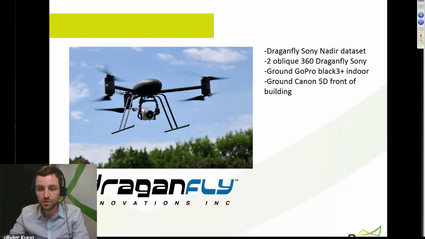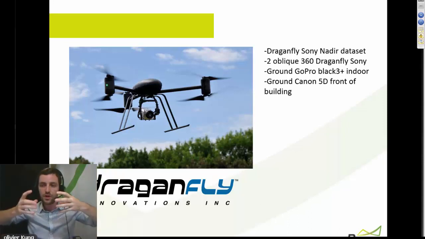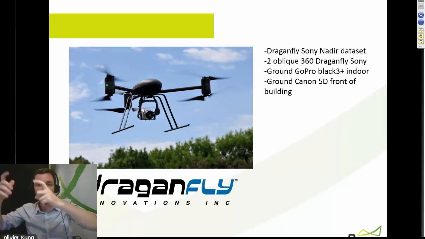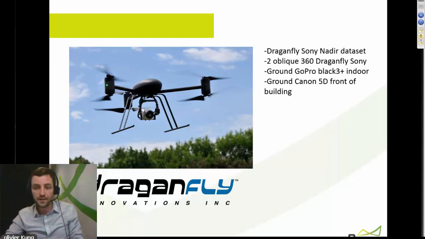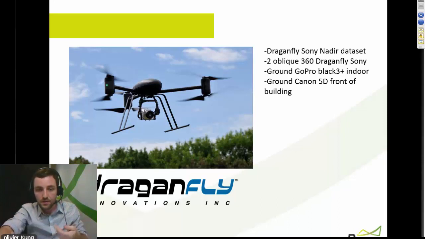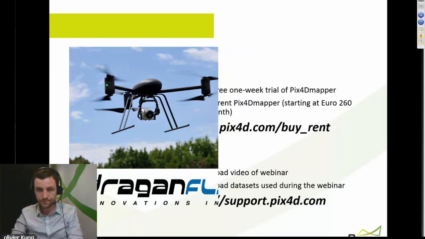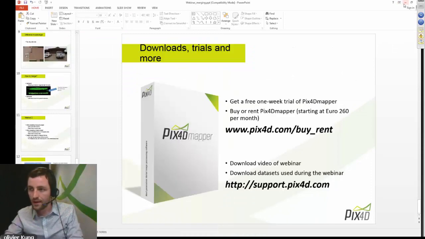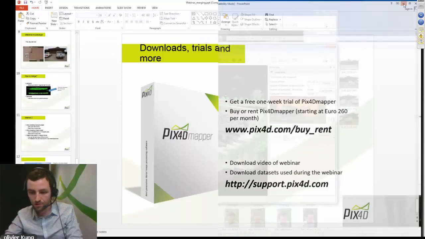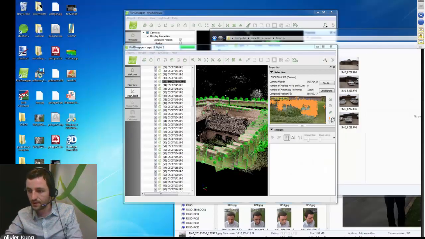Then I also took a Canon 5D camera and I took a bunch of pictures in front of the building. Finally, I took a GoPro camera and I went inside of the building to take pictures of the different rooms. And I'm now going to show you the different data sets.